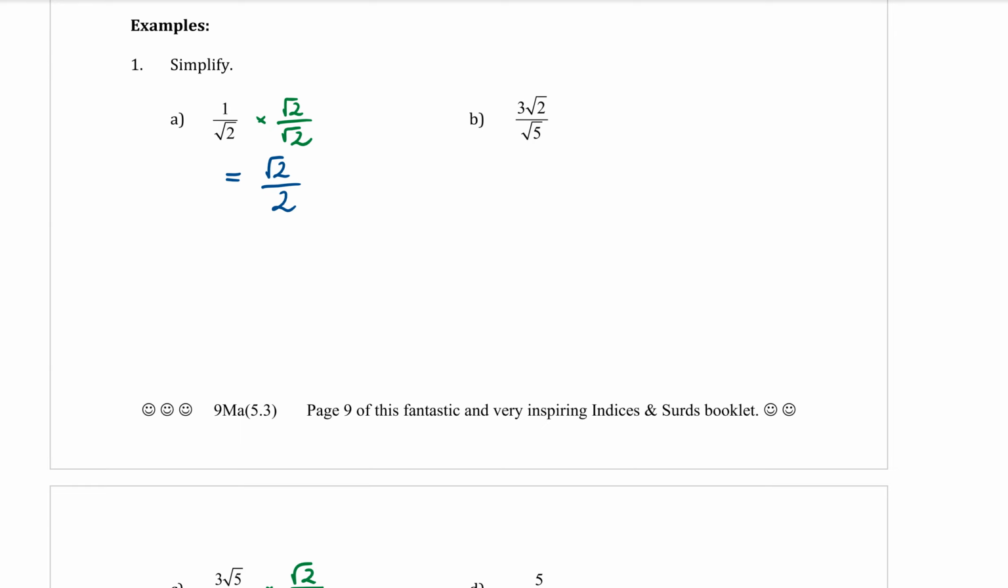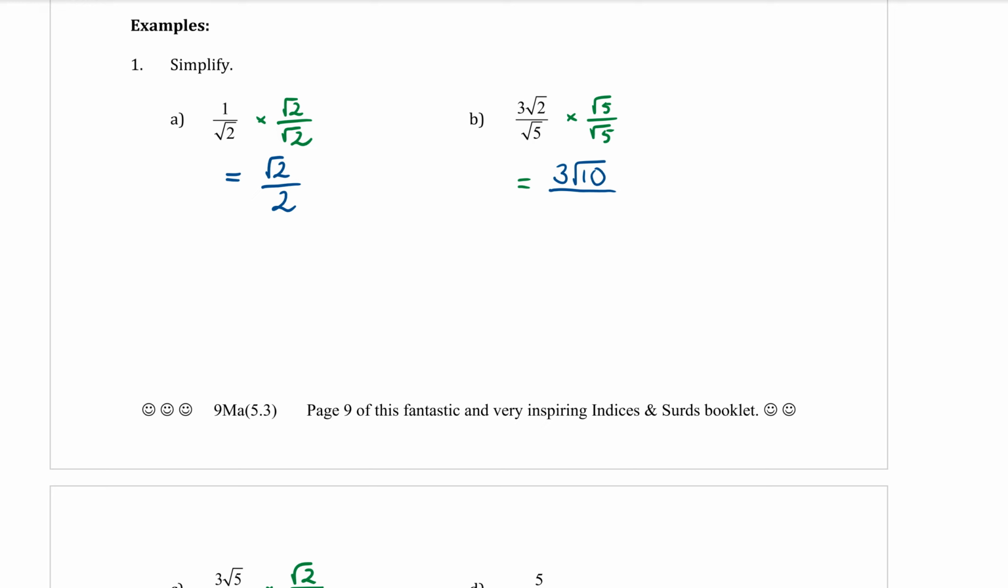Alright, that question's done. Let's do part B. So again, just looking at the denominator, I have a square root of 5. So to rationalize that, I'm going to have to multiply by square root of 5 over square root of 5. Okay, now to multiply, we multiply the tops together. 3 is the only whole number at the front, so that will stay there. But to multiply the surds, I multiply the numbers underneath. 2 times 5 is 10.